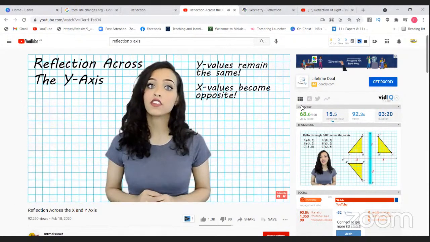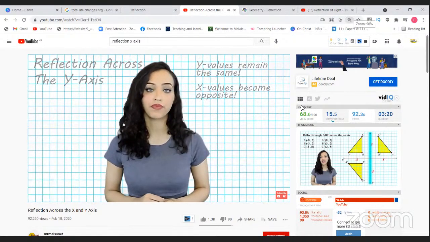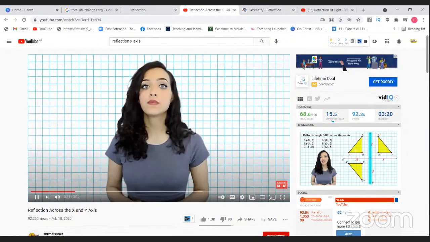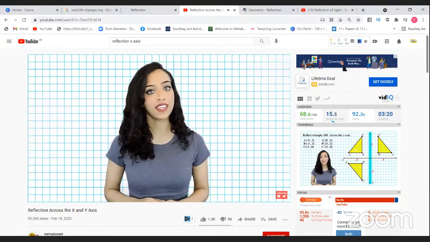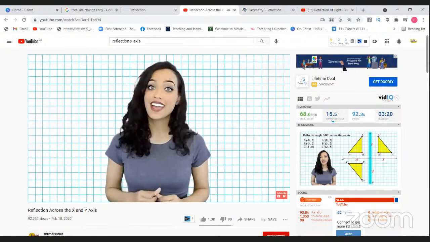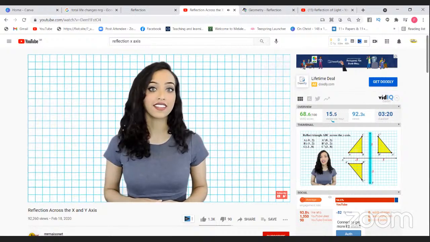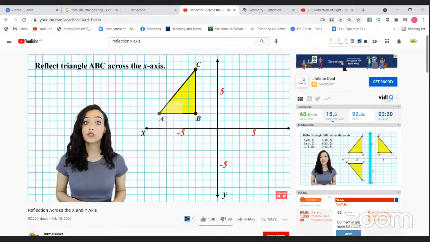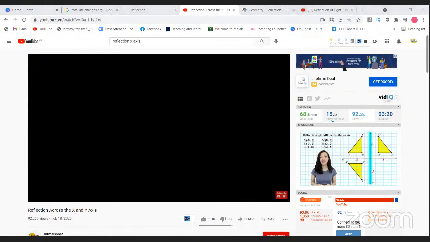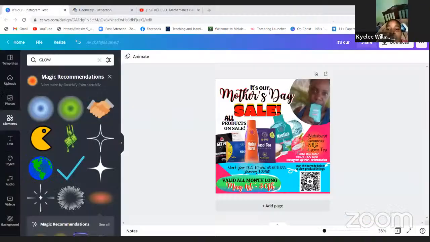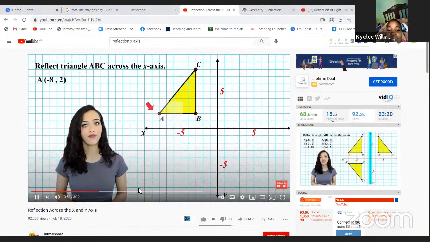Coordinates stay the same and your x values become opposite. All right, let's go ahead and demonstrate the rules of reflection with 2 examples. One reflection across the x-axis and one across the y-axis. First, we're going to reflect the triangle ABC across the x-axis. I'd like to start by recording where our original points are located. Point A is located at -8, +2.